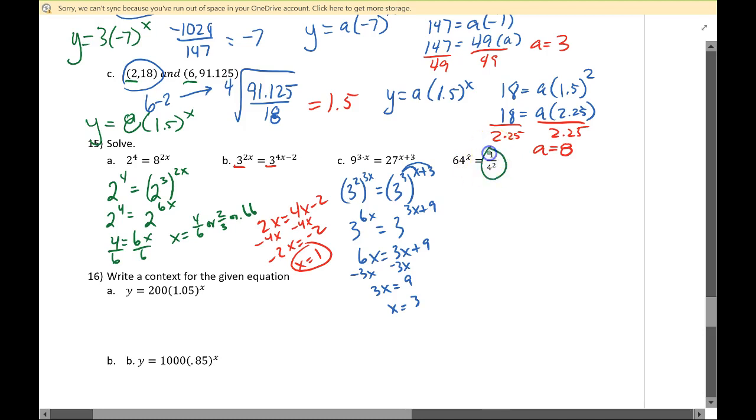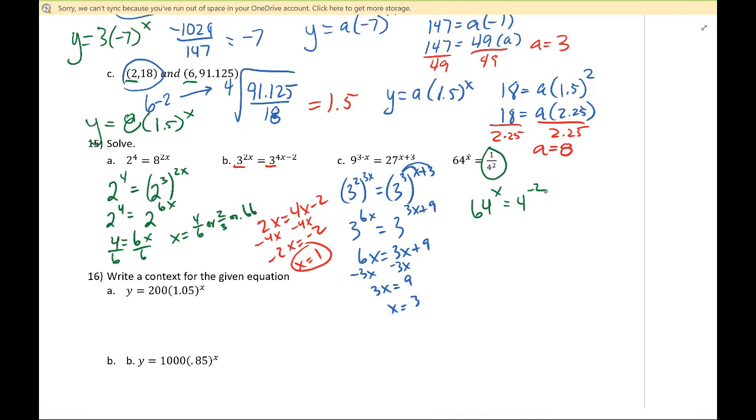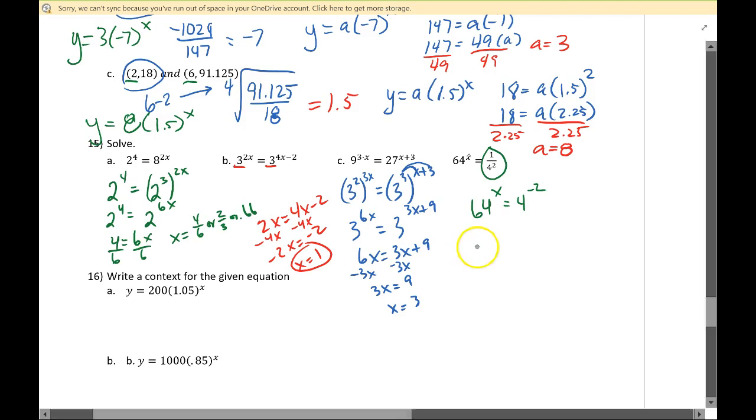I would probably rewrite the right-hand side first. So 64x equals 4 to the negative 2. Anytime you have an exponent in the denominator or the numerator, if you move it to the other side, it changes signs. And we'll move it up to the top to get rid of that fraction. So I have to ask myself, can I write 64 as a base of 4? Yes. It's 4 to the 3rd.